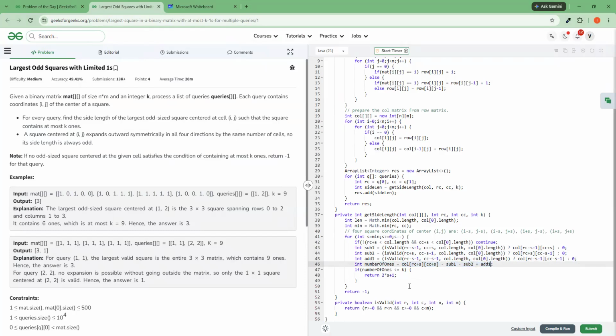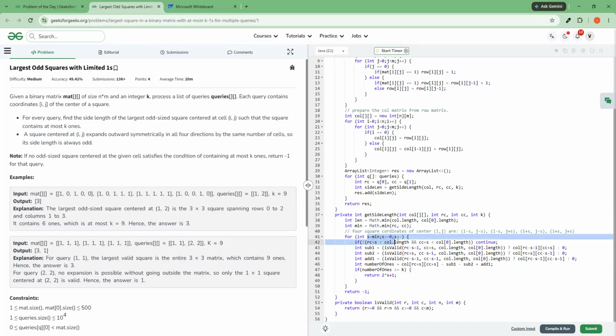So this will simply tell us the number of ones for these values. And first we will get those. We will just check if the number of ones is less than or equal to k, because we need at most k ones. If I get it, I will return the side length times 2 plus 1. And if I didn't get anything from s down to 0, then I'm just returning minus 1.